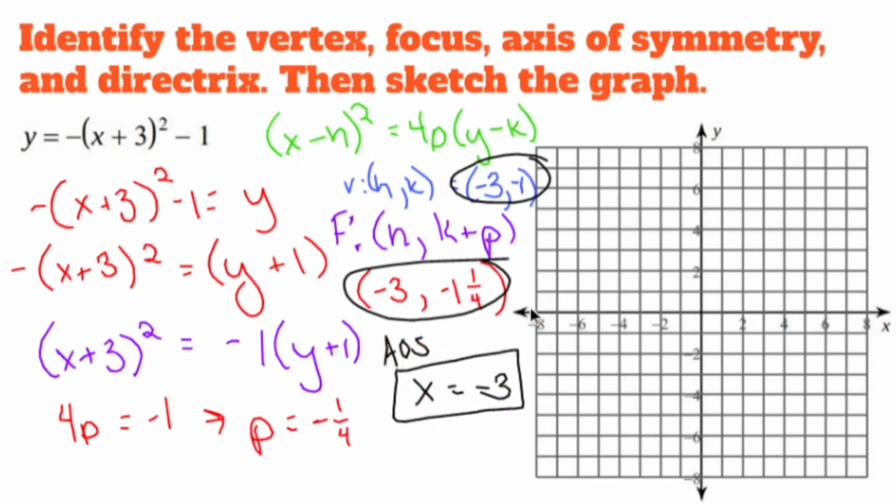Last but not least, my directrix is going to be a horizontal equation given to us by y equals k minus p. k was negative 1. p is negative 1/4. So to round things out, y equals negative 1 minus negative 1/4, which is the same as negative 1 plus 1/4, which is going to be negative 3/4.